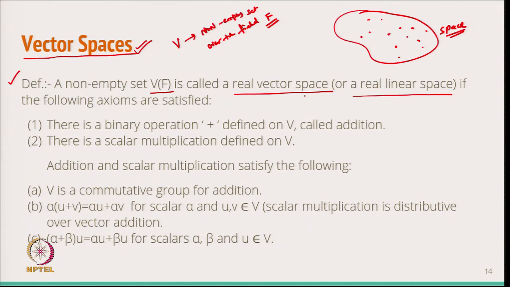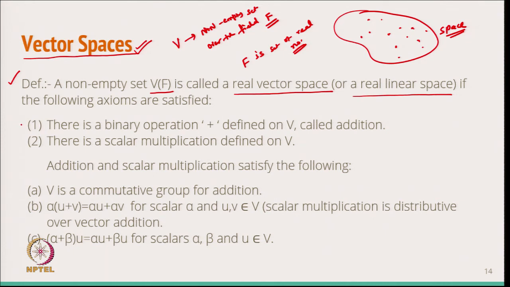So, we start with only the real vector space first. Real vector space means my F is the set of real numbers. So, the field is the real numbers. We are defining V over the real numbers, and it is called the real vector space. Now we have to satisfy the following axioms, only then we will say that it is a vector space. It is made up of vectors and it is a vector space.